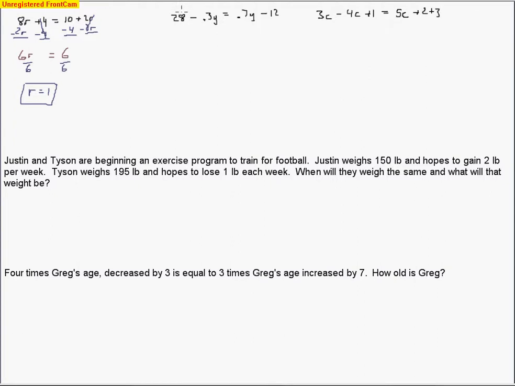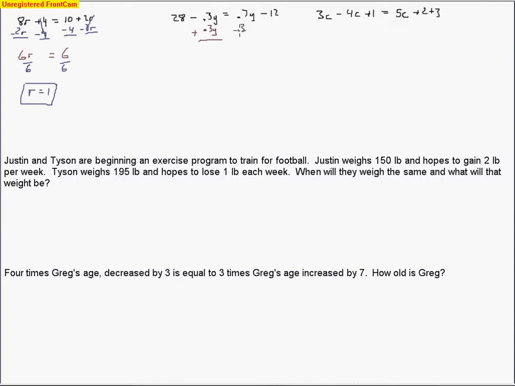Taking a look at our next one, here we have some decimals, so you can either leave the decimals in or get rid of them. Since they're both in the tenths, I might just leave them in for right now. And I'll go ahead and move some variables over. Now, I like to try to keep positive variables if I can. If it's too much trouble, I'm not going to worry about it.